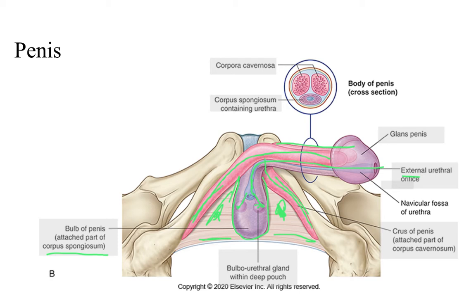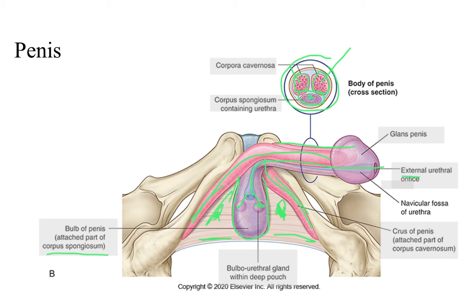As we can see through this cross section of the penis, the dorsal surface has your corpora cavernosa, and the ventral surface has the corpus spongiosum, with the urethra going right through the middle of it. And what happens is, and we'll talk about this in physiology, when an erection occurs, blood will fill up these spaces and enlarge them, and that's what results in an erection.